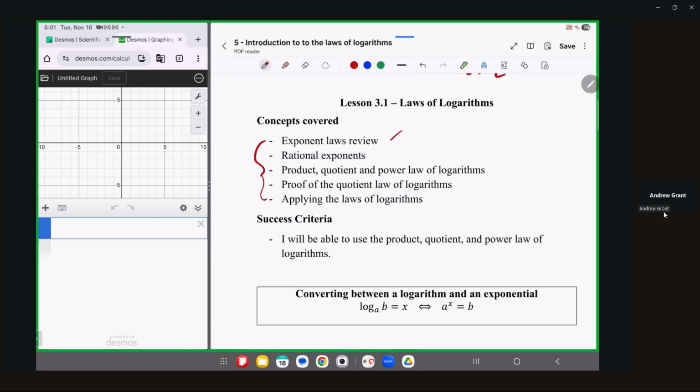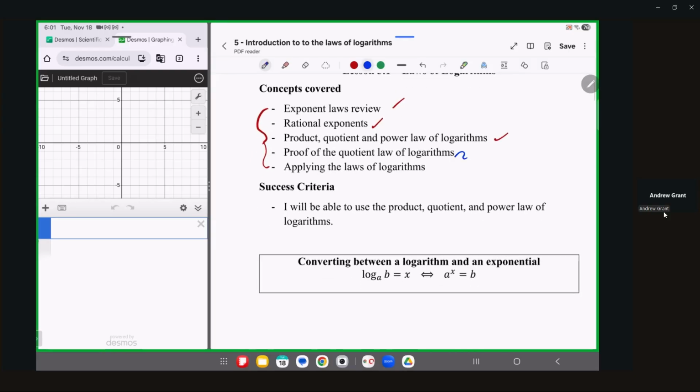The exponent laws review. We're going to be talking about rational exponents, since I had some questions last time about, can you do a couple more examples of rational exponents? No problem. We're going to be having a look at the product, quotient, and power law of logarithms. We'll actually be doing a proof, which will be exciting for us. Don't worry, it won't be too bad. And then apply these laws of logarithms.